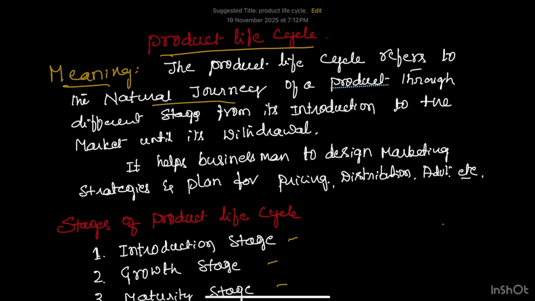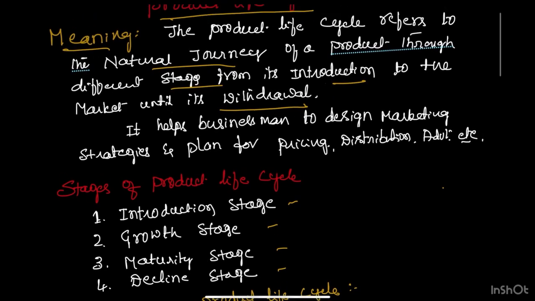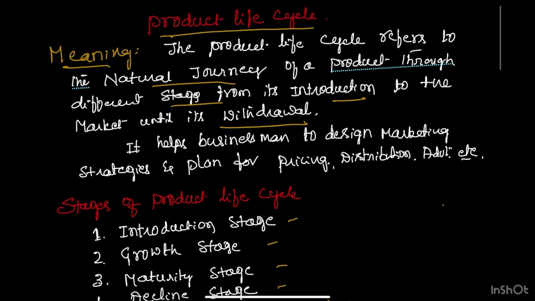Product life cycle refers to the natural journey of a product through different stages from introduction to the withdrawal. So introduction to the market and withdrawal from the market. In between this, it passes through different stages, and that study is called product life cycle.